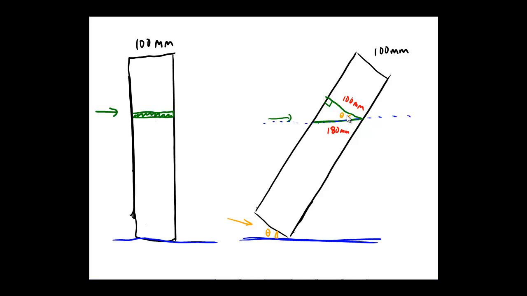So notice that with that angle we have an adjacent side of 100 and an opposite, or no, a hypotenuse of 180. So therefore we could conclude that the cosine of that angle theta must be equal to the adjacent side over the hypotenuse, and thus theta would be equal to the arc cosine of 100 over 180, 5 over 9.